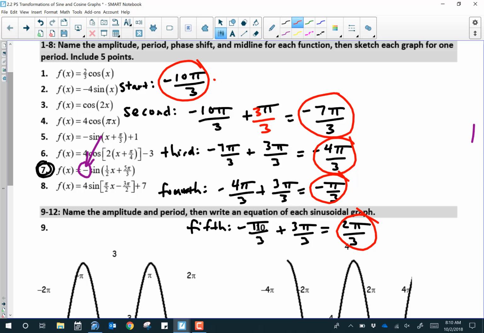How did we do on 9, the last 4, 9 through 12? Good, or pretty easy? Okay. Any other questions before we move on to the notes? 8, okay. All right, let me erase that.